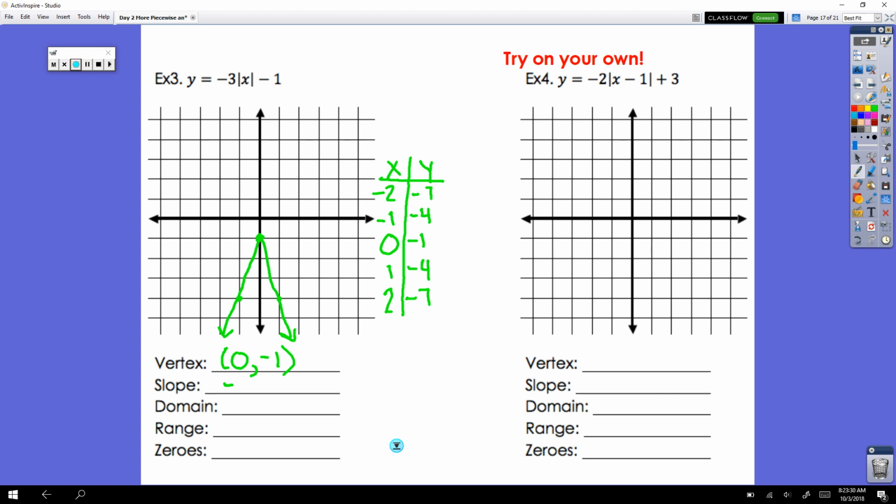Our slope is negative 3. Our domain, all real numbers. Our range is now y is less than or equal to negative 1, which you could also write like this. And our zeros, we have none because none cross the x-axis.